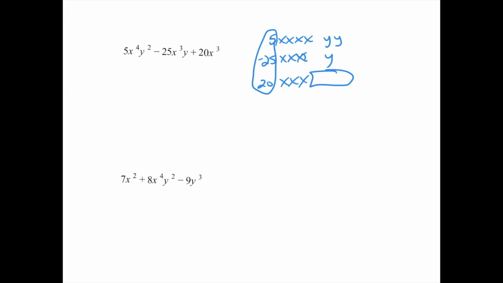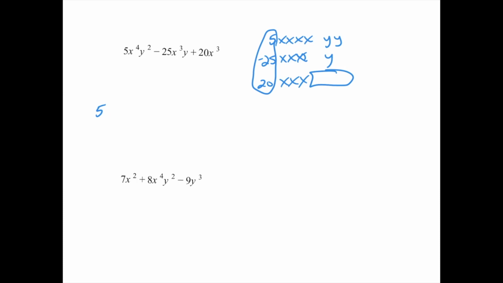Okay, for our last grouping here, we'll take a look at each one of these. And again, let's go off to the side. Let's just write, this is 5xxxx y. The second one is negative 25xxx y. The last one is 20xxx. So hopefully right off the bat you realize there are no y's, so our GCF will not have a y in it. We'll start with the numbers 5, 25, and 20. You can take a 5 out of each one of those.